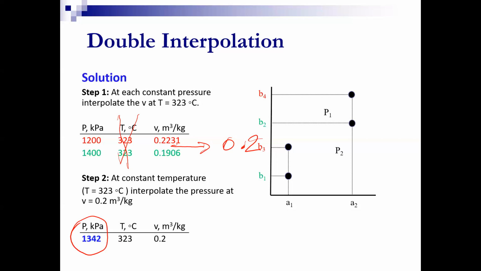Keep in mind that we previously had taken care of temperature. So I know that temperature is 323 from step one. From this step, I found that pressure is 1342 kilopascal. This is what we call double interpolation. As you see, this is a time-consuming process. Both single interpolation and double interpolation are time-consuming processes.